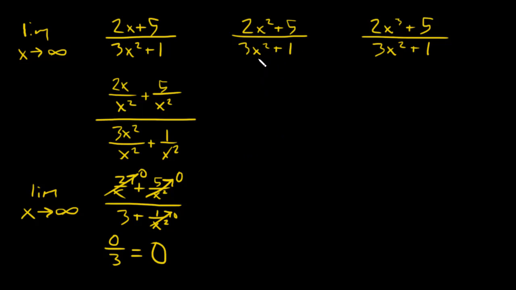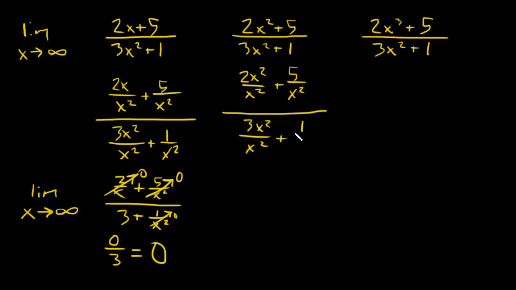Now let's work with this one. Divide everything by x squared, so 2x squared over x squared plus 5 over x squared over 3x squared over x squared plus 1 over x squared. Simplify, I'm going to get 2 plus 5 over x squared over 3 plus 1 over x squared. When I apply the limit, this is going to go to 0, this is going to go to 0, and so I'm going to wind up with 2/3.